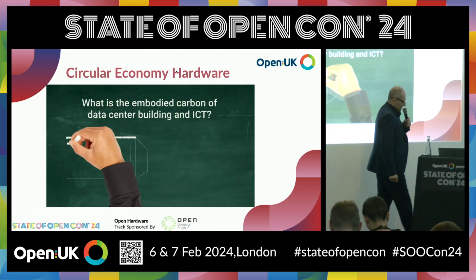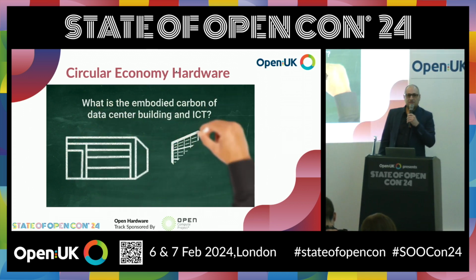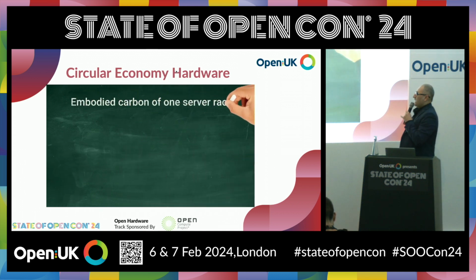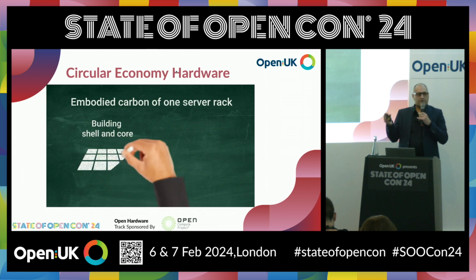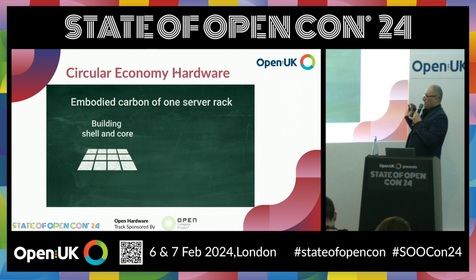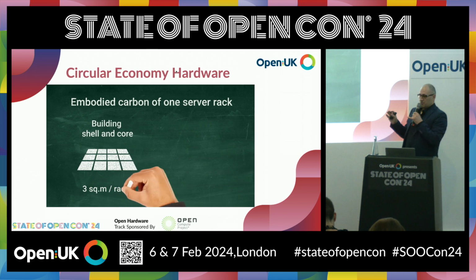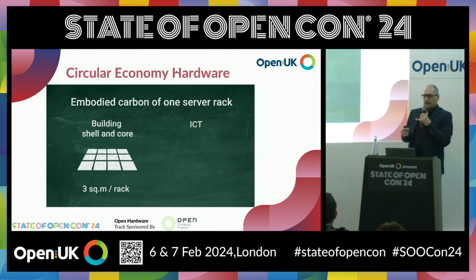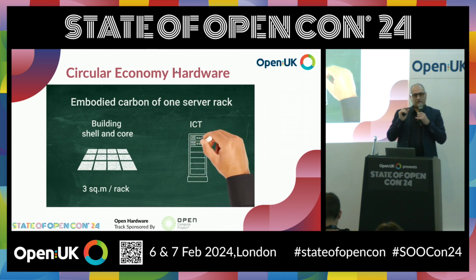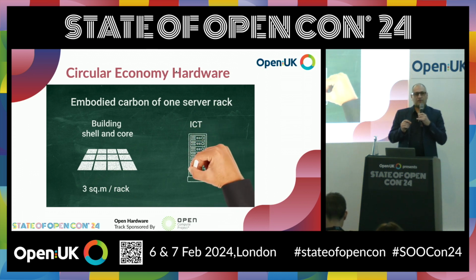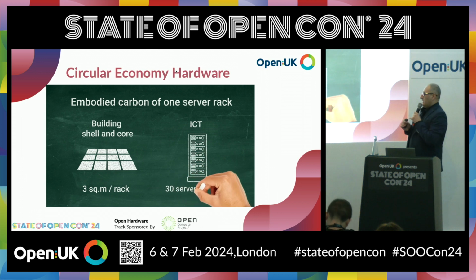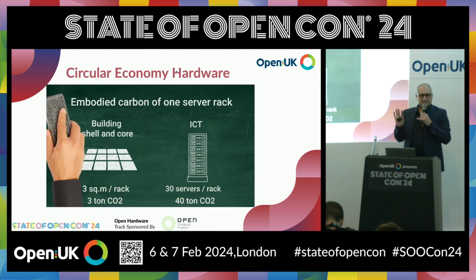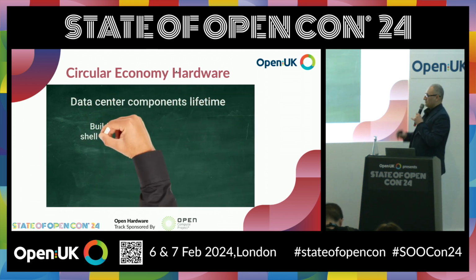So let's assume that for one rack, we need 3 square meters of space in the data center. And in one rack, we will have 30 servers. So the embedded carbon of 3 square meters, if we assume 1 ton per square meter, will be 3 tons. And an IT rack with 30 servers will have embedded carbon of 40 tons. And it looks like the relation is not so big.